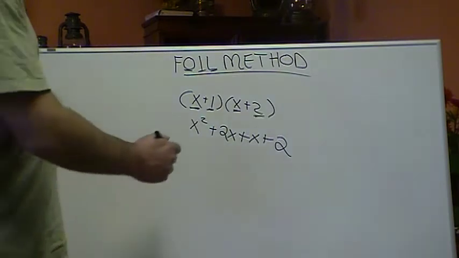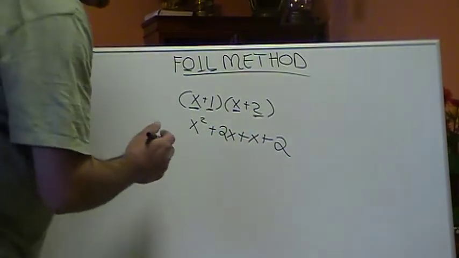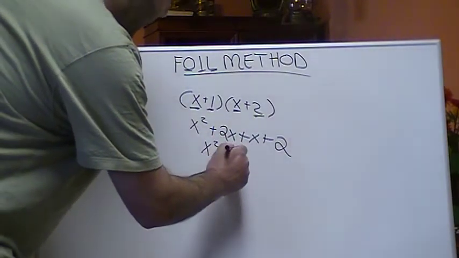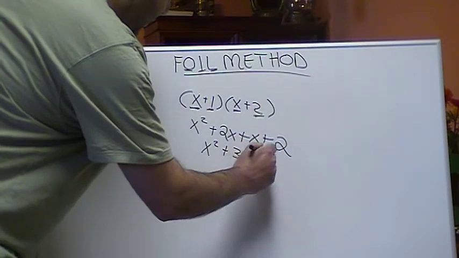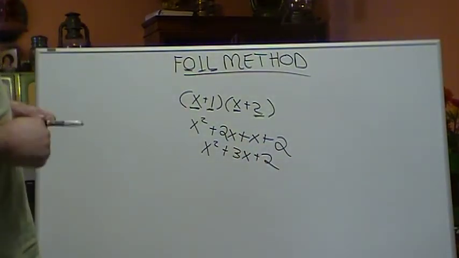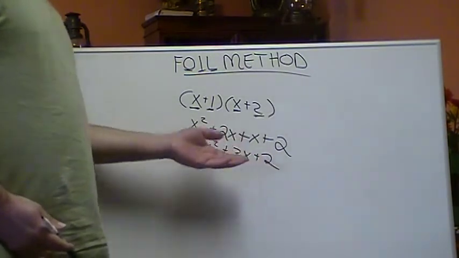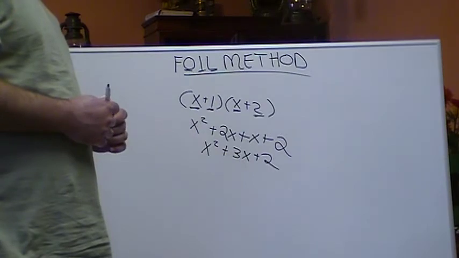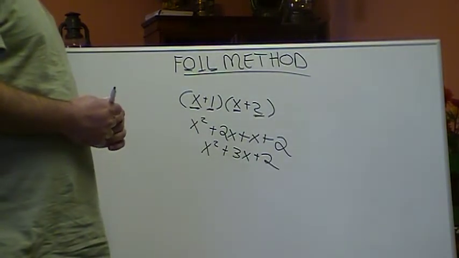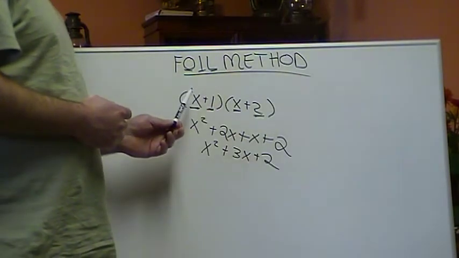Now we're going to combine like terms, the 2x and the x. 2x plus x, of course, is 3x, so we're going to get x squared plus 3x plus 2. That's going to be your answer. It's going to be x squared plus 3x plus 2. Now if you refer back to my last video, you're going to see it's a much quicker way to derive the answer to this problem. And that's what the FOIL method is. It's a shortcut to get the answer to this problem.